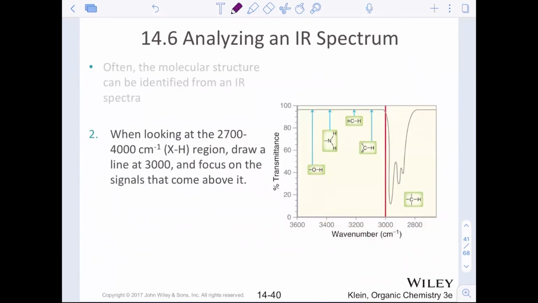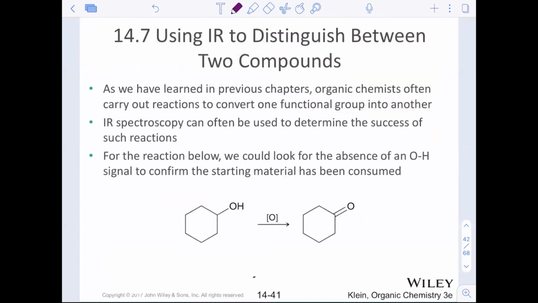I like this chart too. I'm a big chart or conceptual mapper. Whatever works for you is great. I like to give you a couple of different ways to look at these concepts. But again, this one is a really great chart in your textbook. When looking at the 2,700 to 4,000 region, that's the hydrogen to atom region, draw a line at 3,000 and focus on what signals come around it. And be able to identify these 5 functional groups from that range.